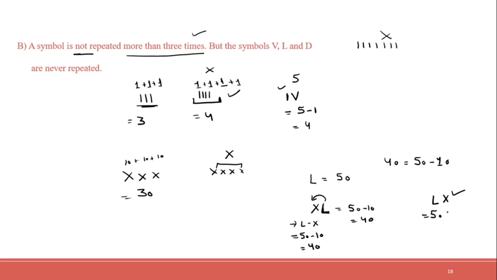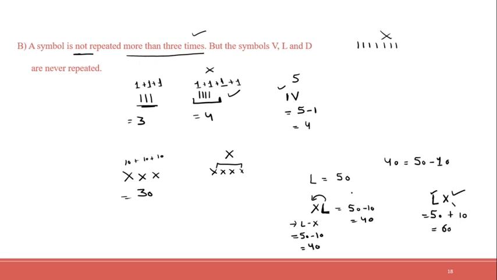Here it is 50, and this is 10. It is written on the right of the larger value. This is the larger value, 50 is larger than 10. The 10 is written on the right of 50, which means we will add this. So it will become 60. Got it?